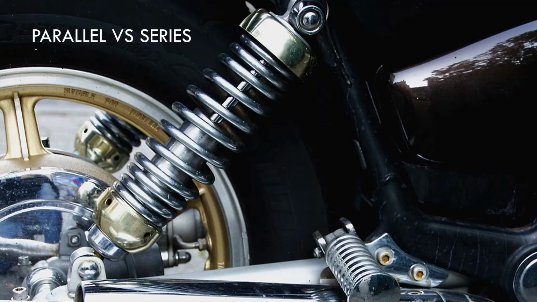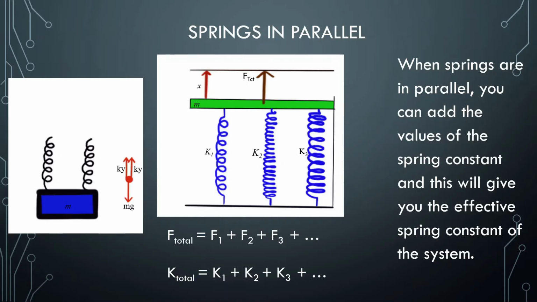Welcome back, everybody. Today we're going to be talking about doing problems that are in parallel and in series, when springs are in parallel or series. All right, springs in parallel. When springs are in parallel, you can add the values of the spring constant, and this will give you the effective spring constant of the system.